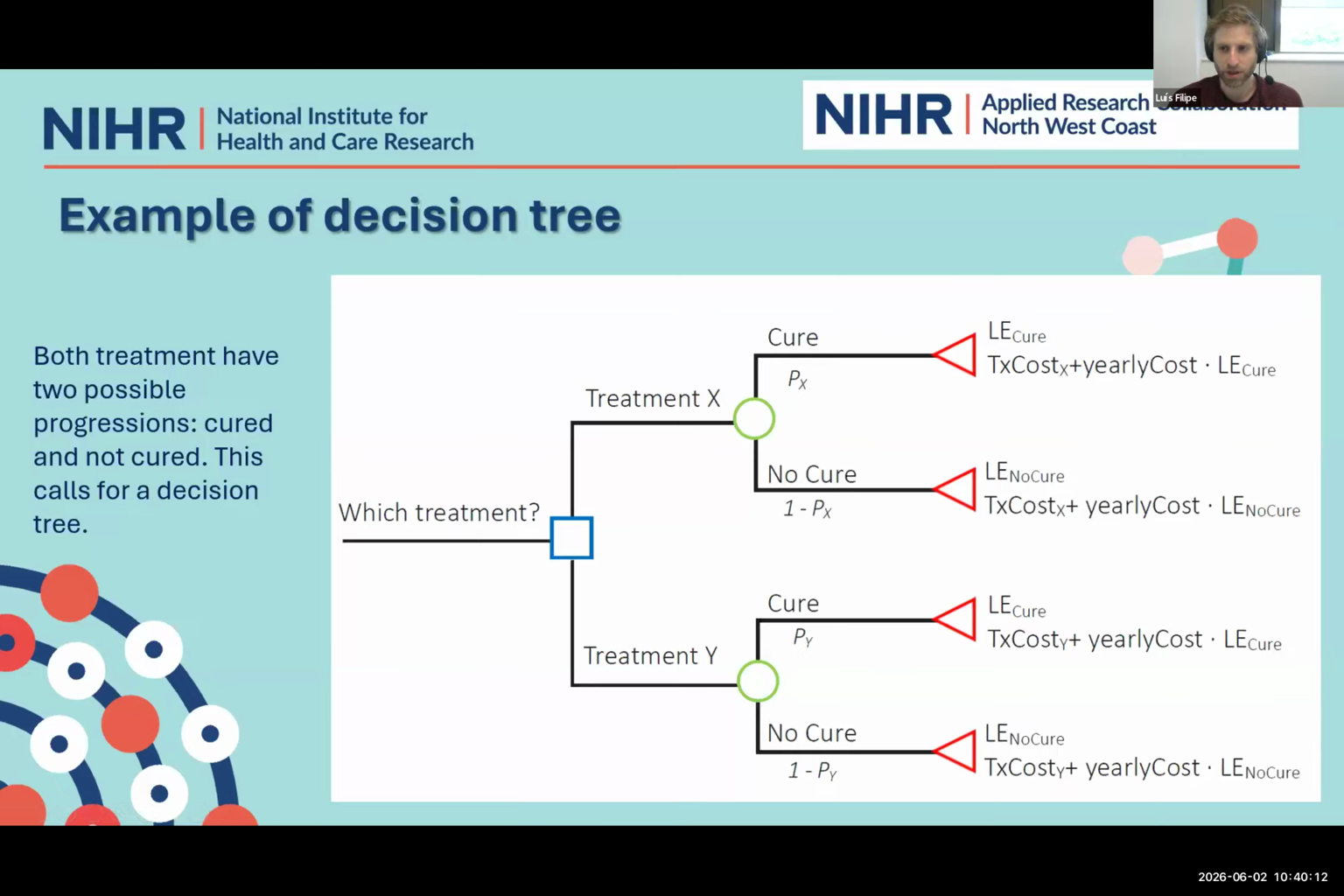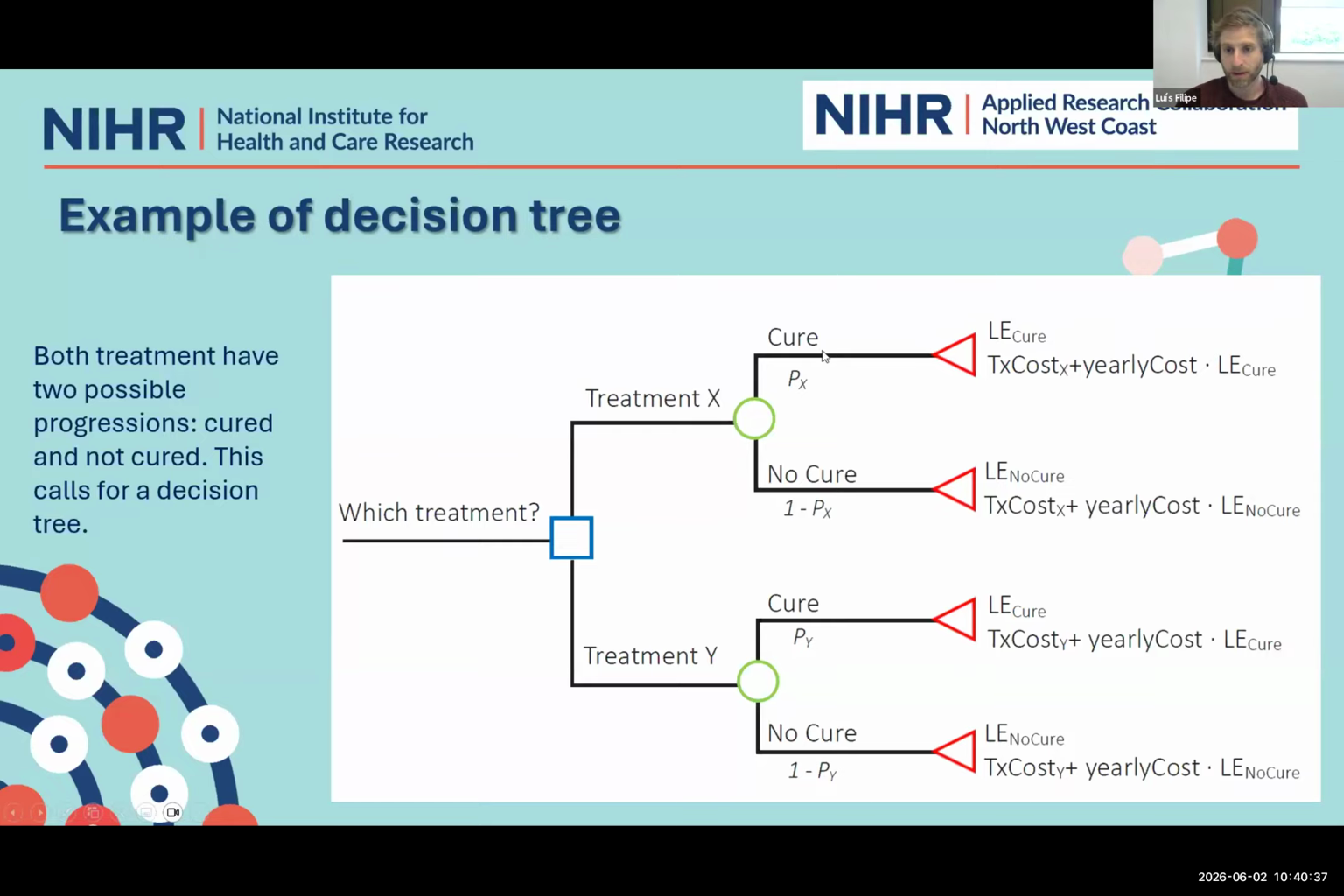So if the patient stays alive, then they cost the healthcare system a certain amount because they still need to go to the hospital. And this yearly cost is going to be multiplied by the amount of time that they live. So please tell me if you have any questions. Feel free to interrupt and just talk, but this is the idea.